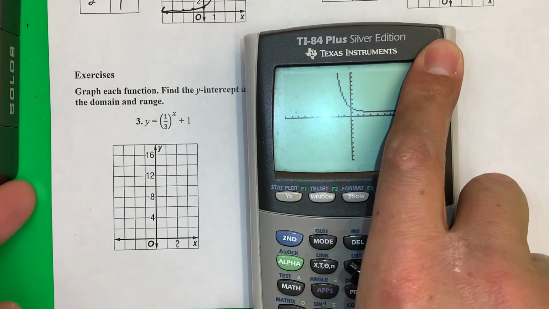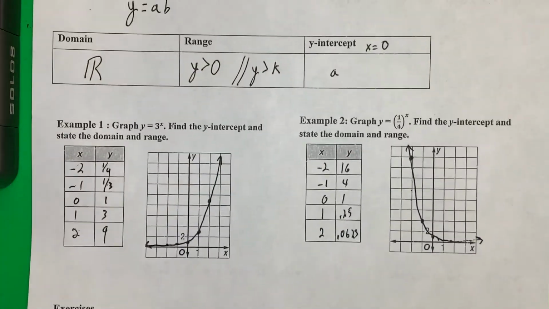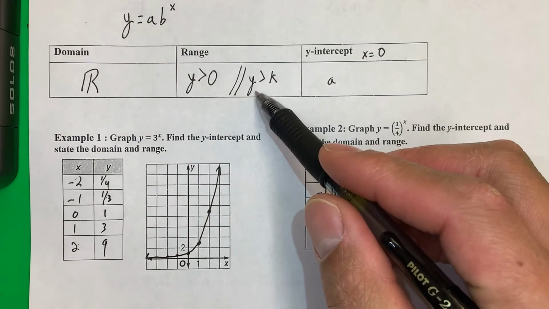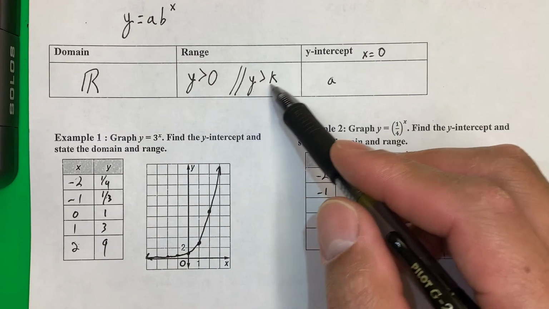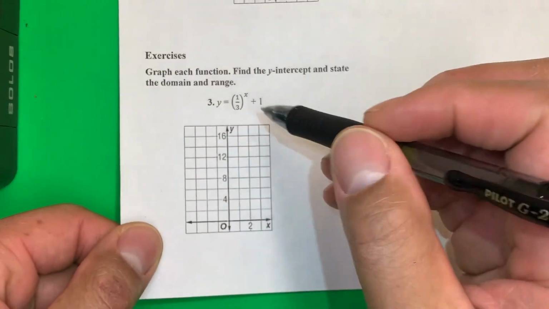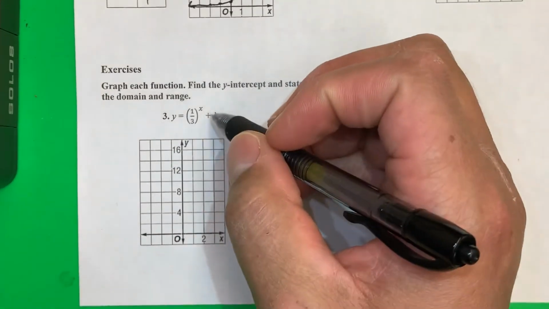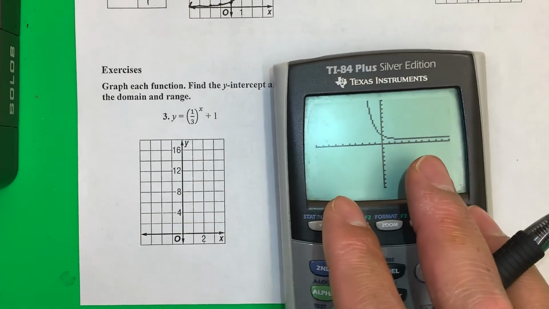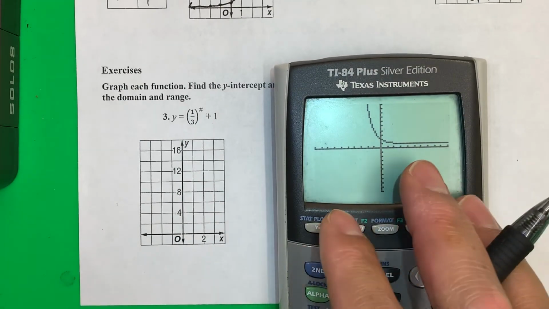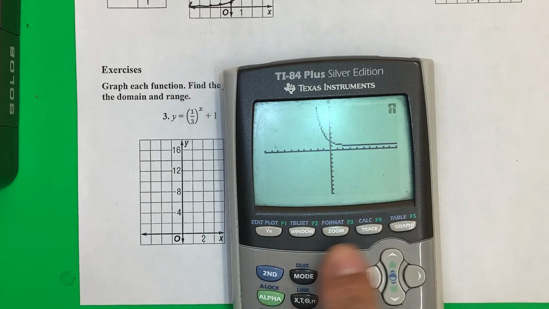Now, if we go back up to the top, remember I talked a little bit about how the range is going to be mostly y is greater than 0, but sometimes y is greater than k. Well, here we have one of those k values. So this is a good problem for us to really focus on domain and range. I kind of skipped on the previous two problems, but we can really look at it here.